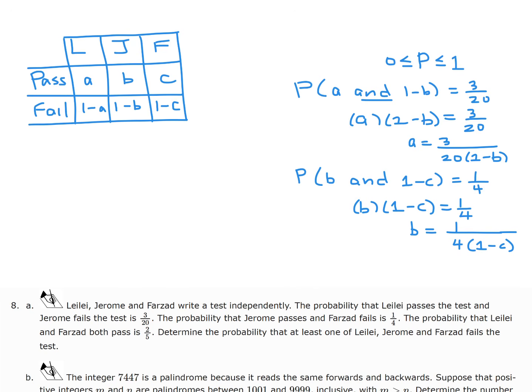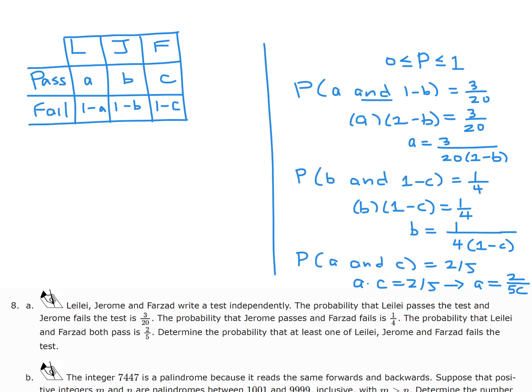And then the last sentence, Cayley and Farzad both pass. So that's the probability of A happening and C happening, right? And they're saying that is 2 over 5. So that's basically A times C is 2 over 5, or A is equal to 2 over 5C. Okay, that's actually a very good start.